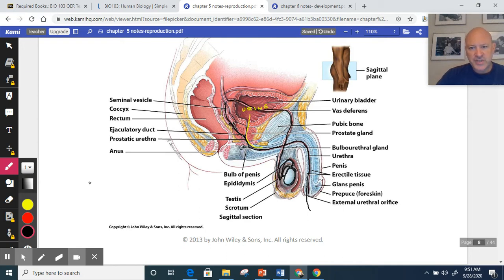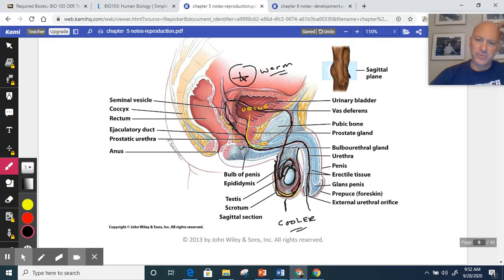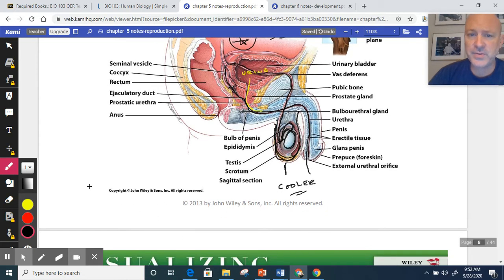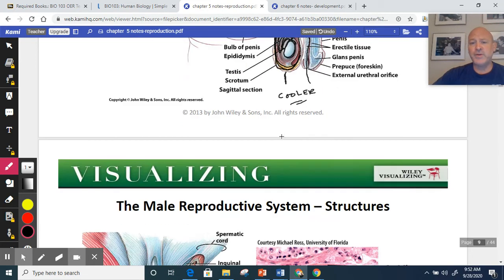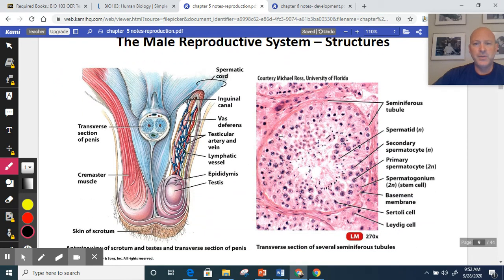This is the scrotal sac. The scrotal sac allows the testes to be kept not so much close to the core in here where it's warm, but more housing the testes in a more external position or area where it's a little bit cooler, and the cooler temperatures help with the division of cells. It helps with meiosis or gametogenesis.